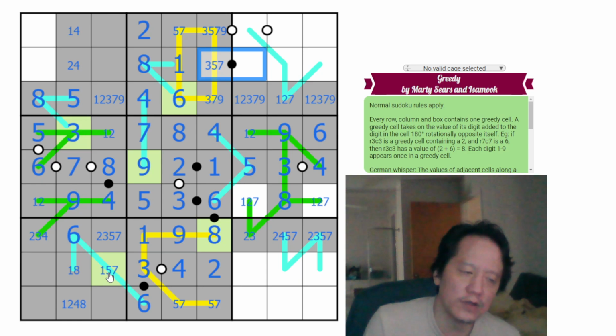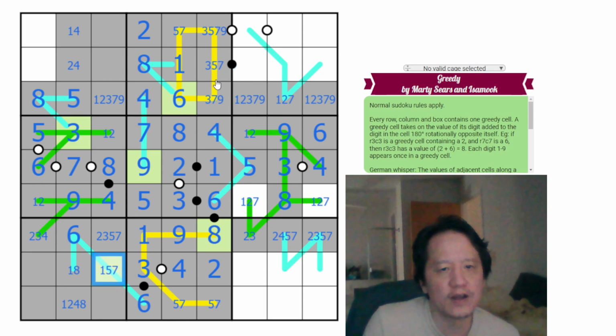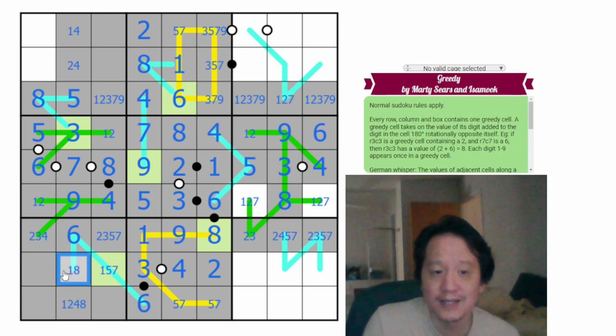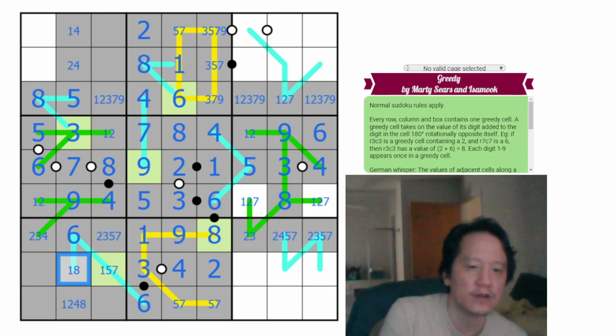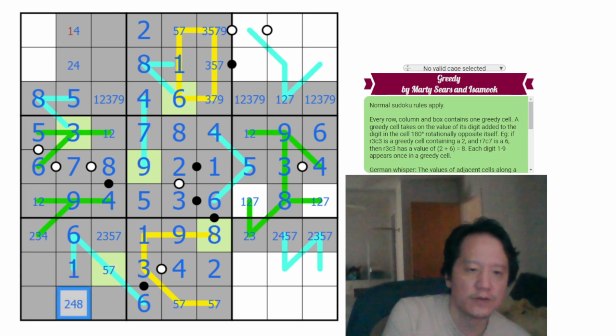It could be... Right, this would have to add up to 8 if this is greedy. So this can't work either. This can't be 8. If it's 5 and if it's an odd number, that just doesn't work either. So this can never be 8 and 8. So this has to be 1 and 11. So this is 1, which means this is 4, this is 11.